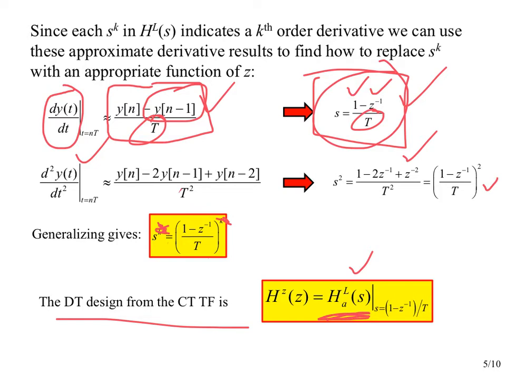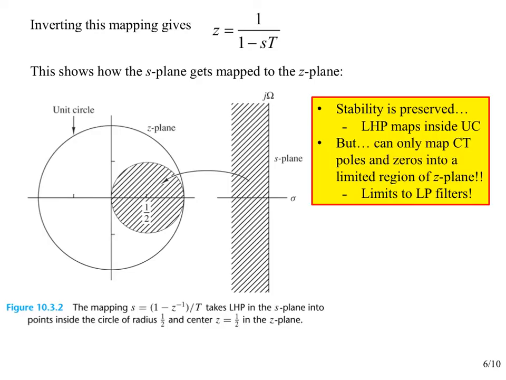Everywhere there's an S, I replace it by this, so that thing's going to get raised to all sorts of different powers. Work all that out, simplify it down to our standard form for a transfer function in Z, and that will be the transfer function for a discrete time filter that should, to some degree, approximate the original analog filter. So that's one very simple design process that we could do.